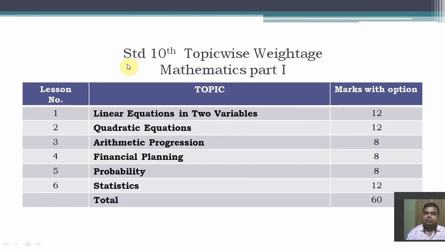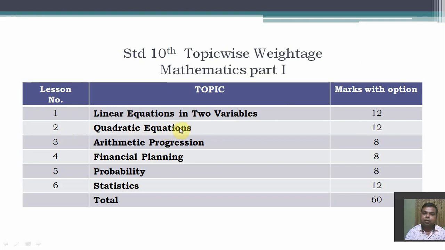Now let's see topic wise weightage of marks given to lessons of Mathematics Part 1 and Mathematics Part 2 for your board exam. In Mathematics Part 1, there are 6 lessons in all. Lesson 1 linear equation in two variables. It has 12 marks with option. It means 12 marks questions will be asked from linear equation in two variables.